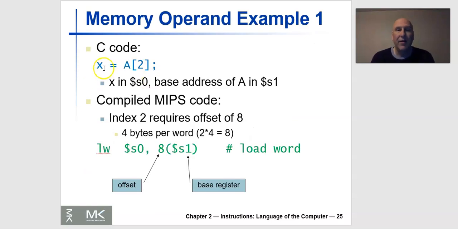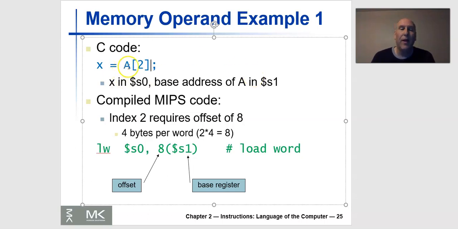All right, so here we have an example, x equals A bracket 2. The base address of the array is in S1. So the array is on the right side of the equal sign. Whenever you have an array on the right side of the equal sign, that means you're going to use a load word to get that value. And it's going right into a variable. So there's no need for a temporary on this one.